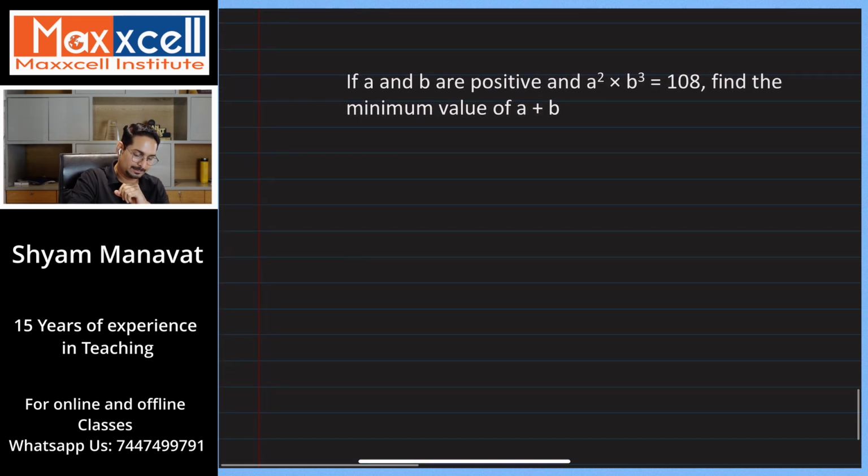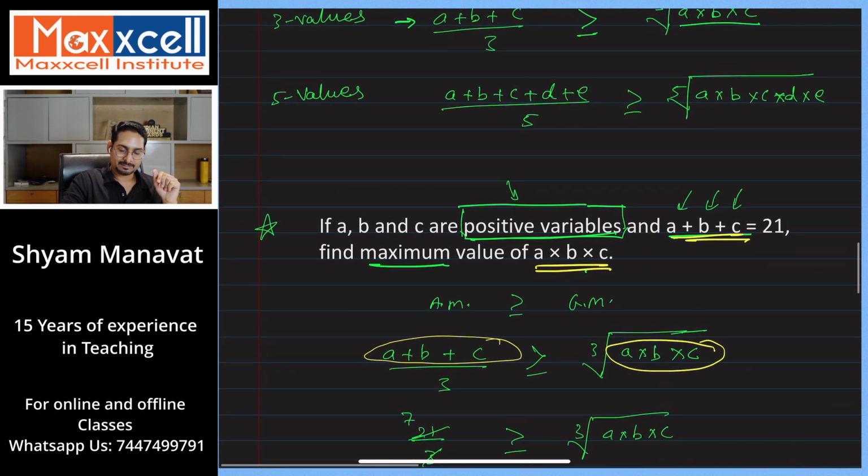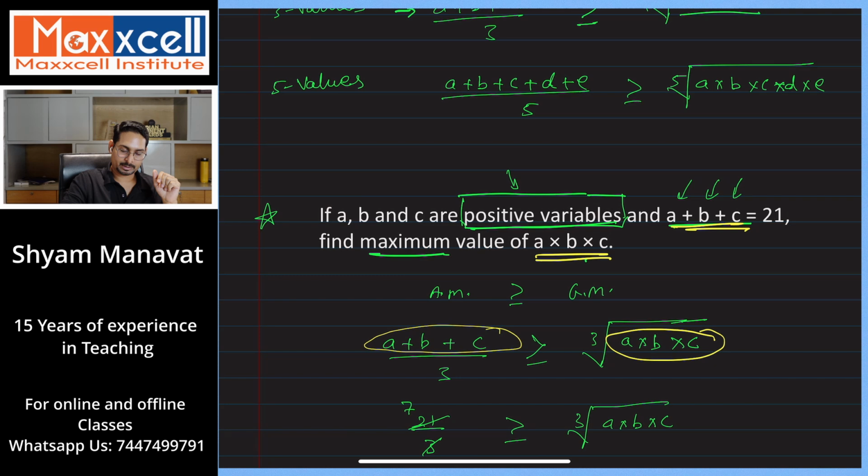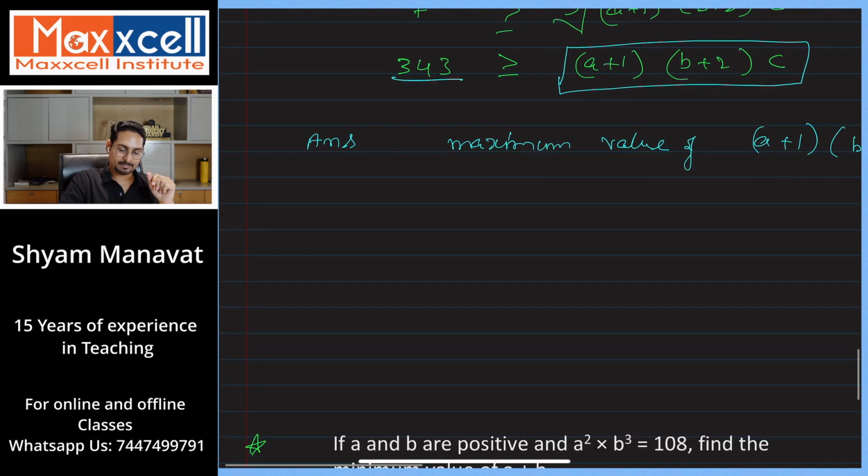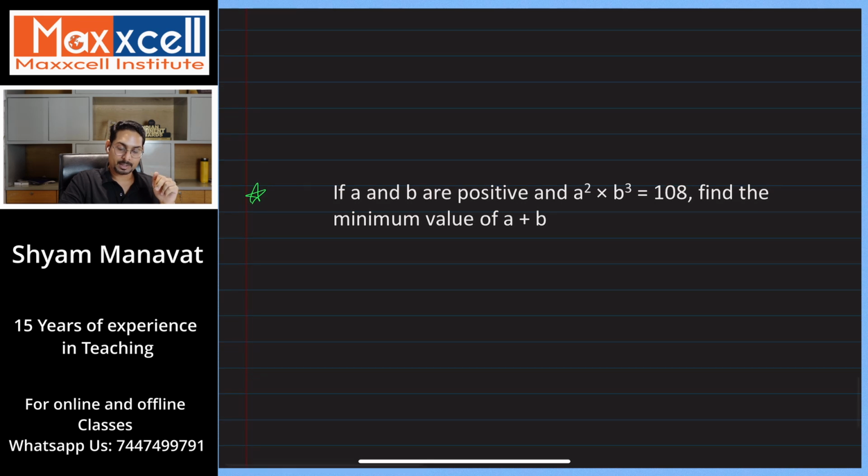Next example. Now, it's the other way around. What have we seen so far? You have the sum and you are finding the maximum of the product. Now in this question you have the product and you're finding the minimum of the sum.